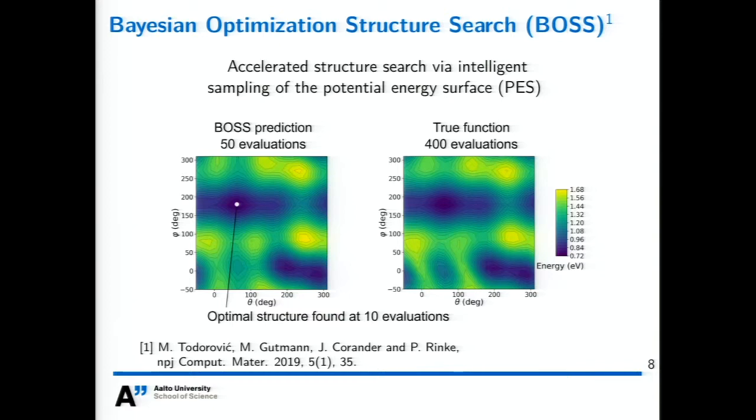On the left, we see that BOS has predicted this landscape with only 50 evaluations, and that means 50 calculated energy points. Conventionally, to obtain a similar kind of surface, here on the right, we would need 400 evaluations, so 20 by 20 energy points. Quite commonly, we are most interested in the most stable structure of the lowest energy. And in this case, BOS predicted correctly the lowest energy point after only 10 evaluations. So that is a big leap in efficiency.